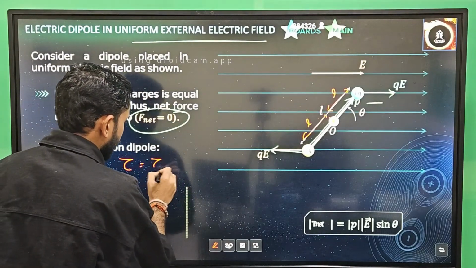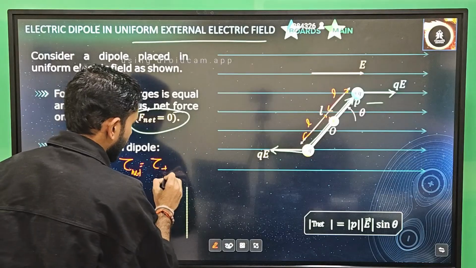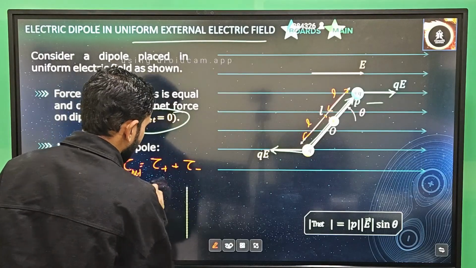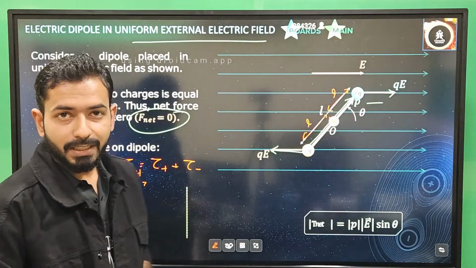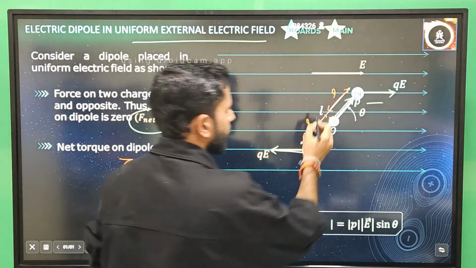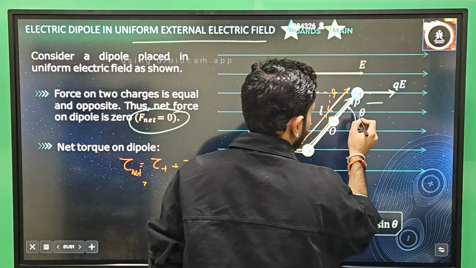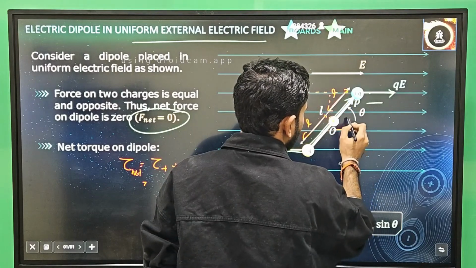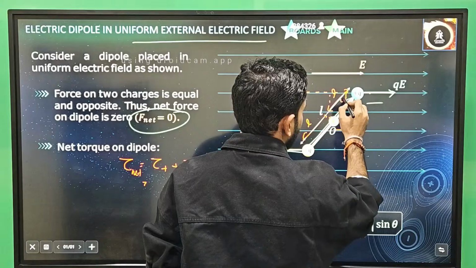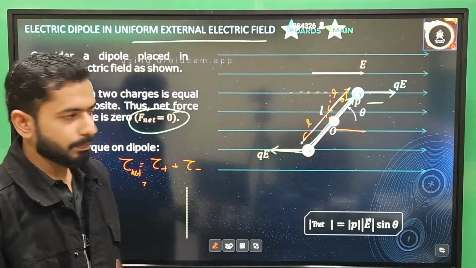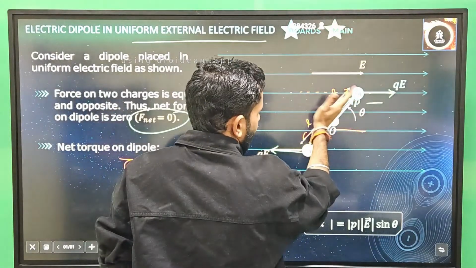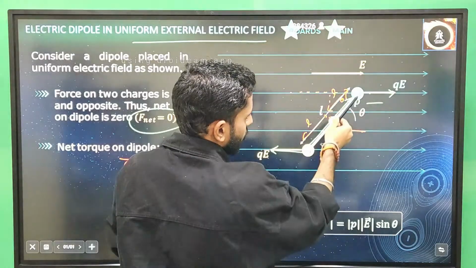Net torque, I will write as torque due to the positive charge plus torque due to the negative charge. How do I find the directions? r cross F. We write this is the line of action of force and this is the perpendicular distance. If this angle is theta, what can you say about this angle? This angle will also be theta, correct? If this distance is L, then this one will be what?